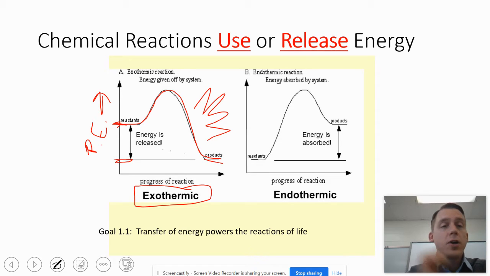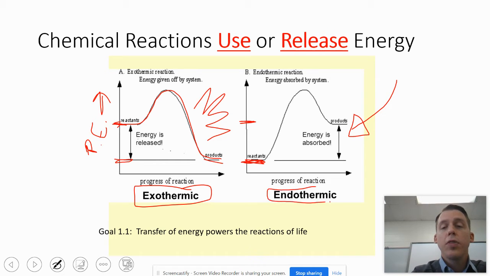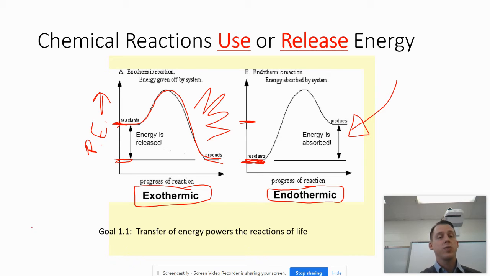On the right, we see a graph where the reactants have a low amount of potential energy. See how low it is on the graph? Products have a medium amount of potential energy. So we have gained energy. Energy has gone into this reaction. So it was absorbed, and that is called an endothermic reaction. So endo means entering, energy is entering this reaction.